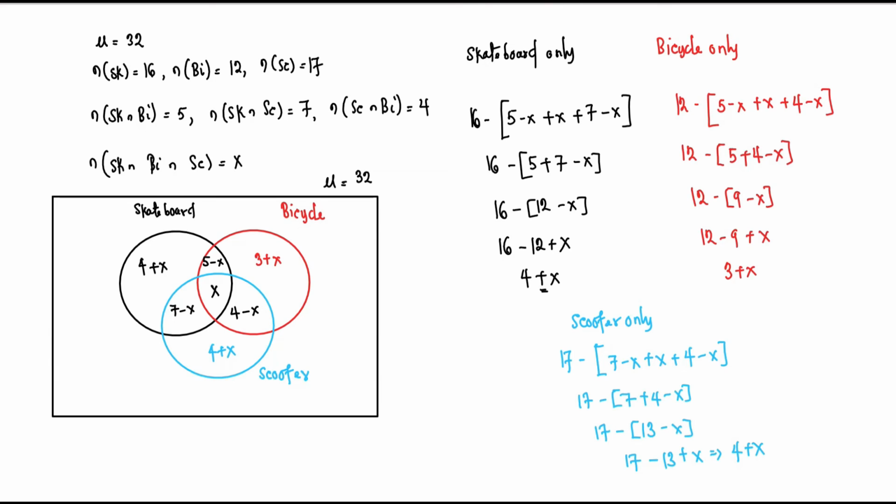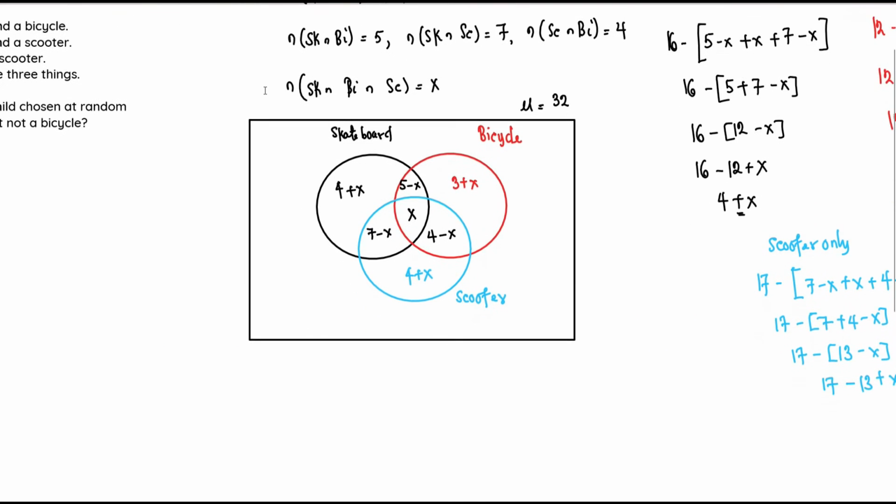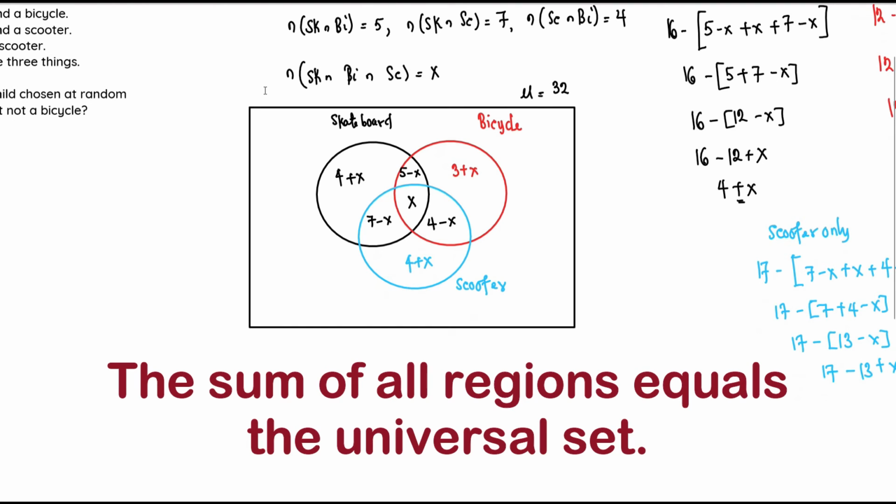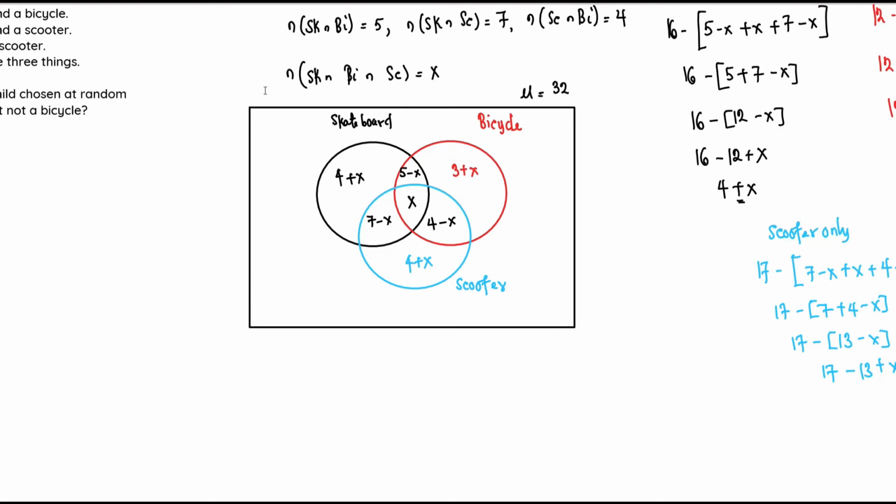So now that we've gotten the necessary regions, the next step is for us to get the value of x. And for us to get the value of x, we need to use the basic set rule that says the sum of all the regions must be equal to the universal set. So that means each of the regions' values must sum up to 32. So we have 4 plus x plus 3 plus x plus 4 plus x plus 5 minus x plus 7 minus x plus 4 minus x plus x is going to be equal to 32.